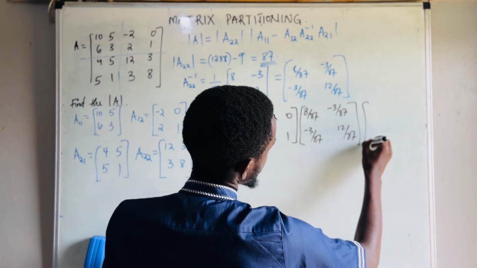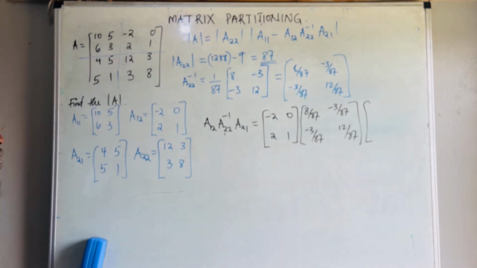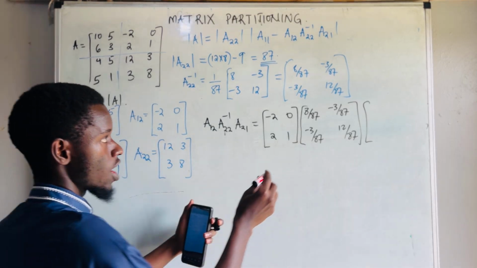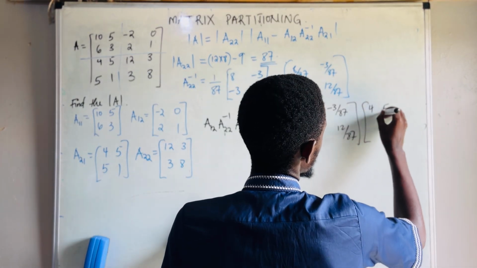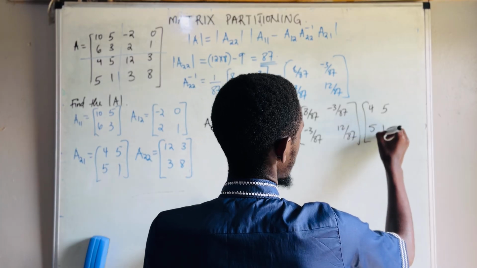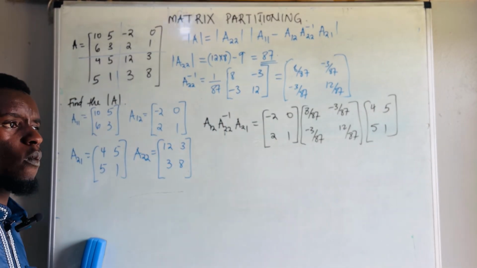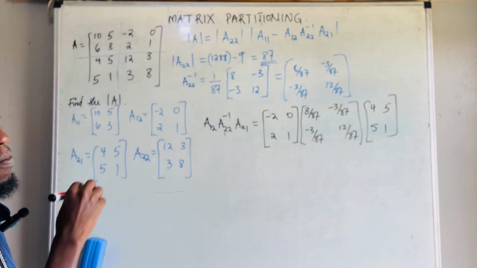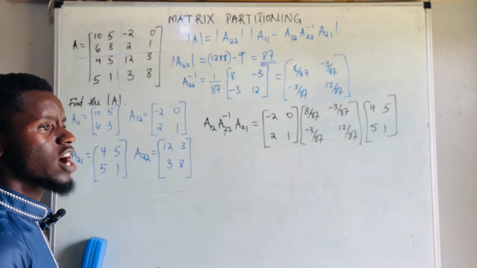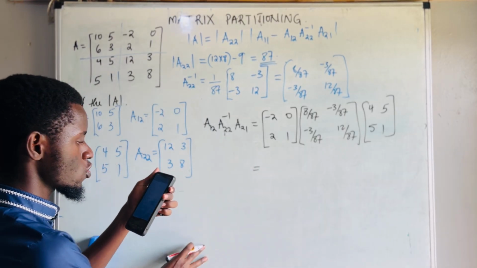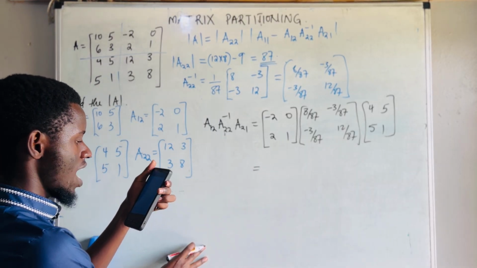Then now times again, the A21 is this, 4, 5, 5, 1. Now, members, as we know that this is a simpler case, we can multiply using a calculator or multiply using row by column, as we know. But members, I urge you to first get this answer you got here, because we have a time constraint. Take your time and get this answer.